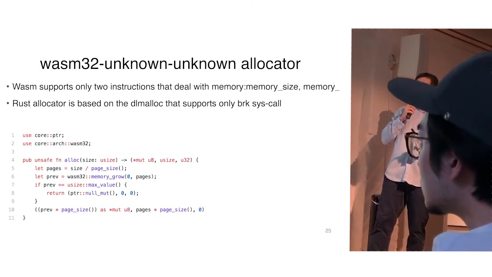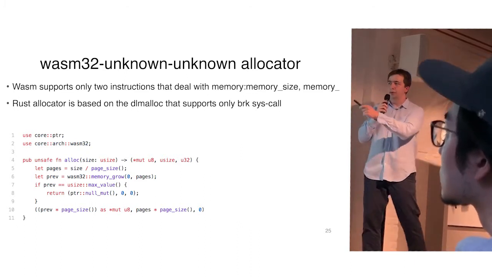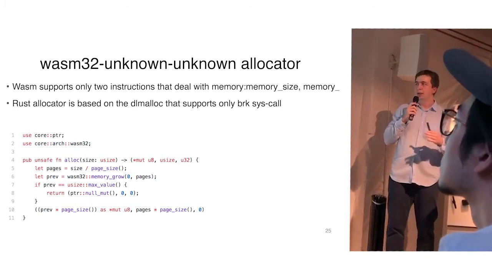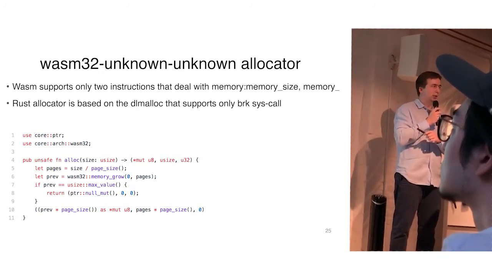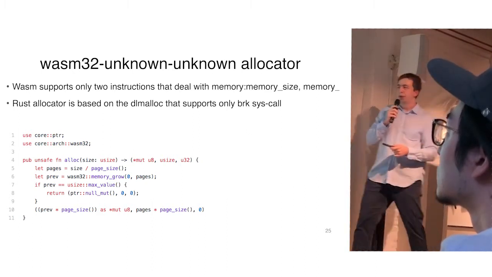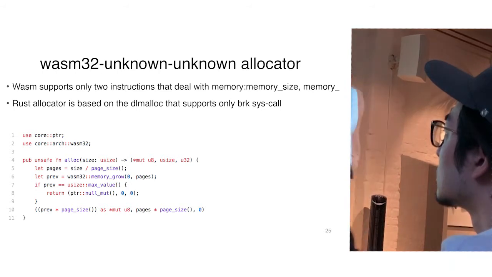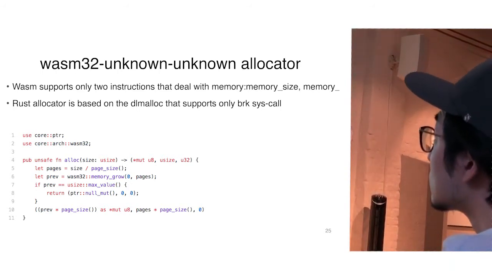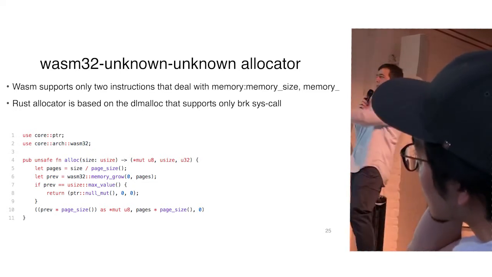And in the Rust fork of dlmalloc, mmap is prohibited, and this allocator uses only brk syscalls. You can see here the code for allocation. For example, this one instruction uses a compiler intrinsic under the hood, and Rust compiles it to memory.grow.